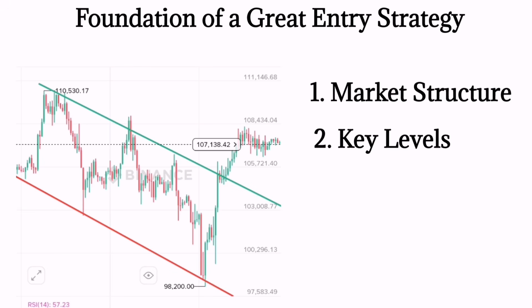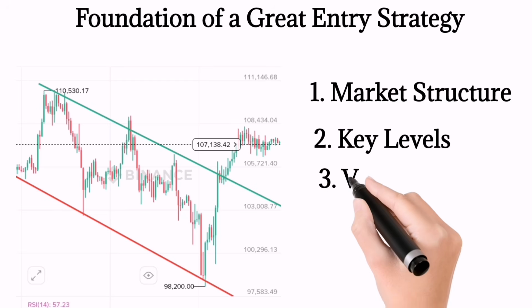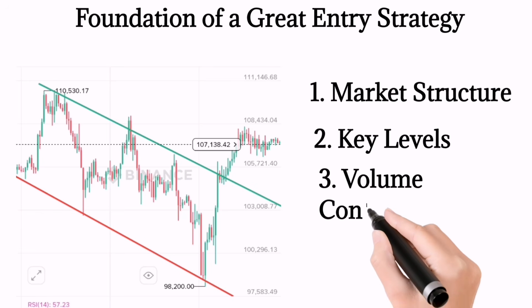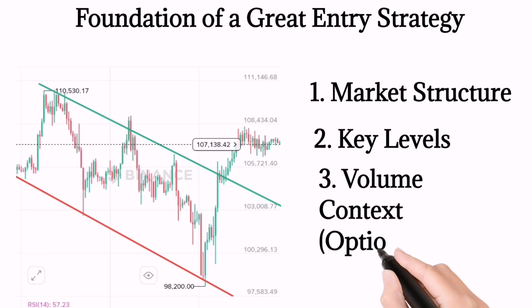2. Key levels. Next, identify areas where price has reacted in the past: support and resistance levels, trend lines, previous highs and lows, moving averages like the EMA 20 or EMA 50. Mark these levels before any trade. These act like magnets. Price often reacts at these zones.